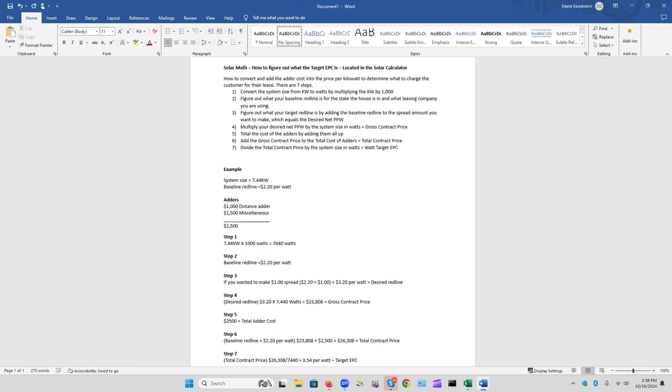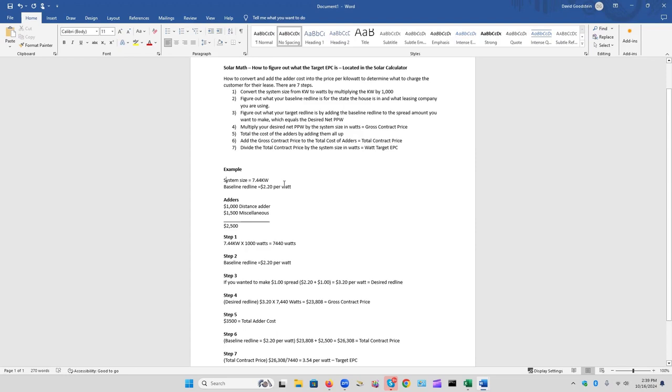We're then going to multiply your desired net price per watt by the system size in watts, which equals the gross contract price. We're then going to total the cost of the adders by adding them all up, and then add the gross price to the total cost of the adders to get a contract price. We're then going to divide the contract price by the system size in watts, which will give us our target EPC per watt.